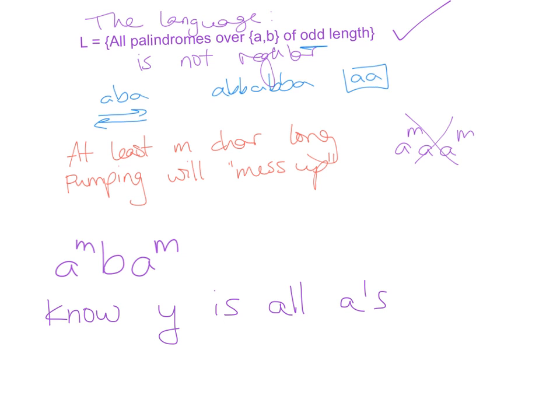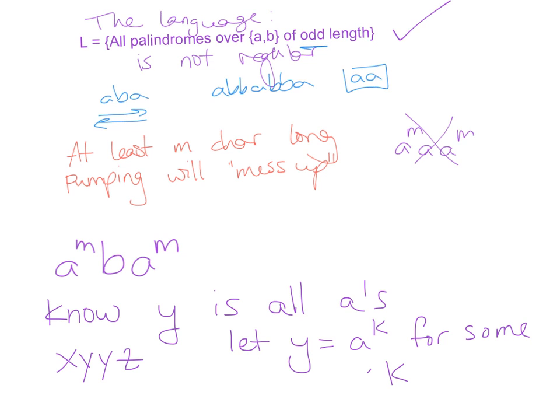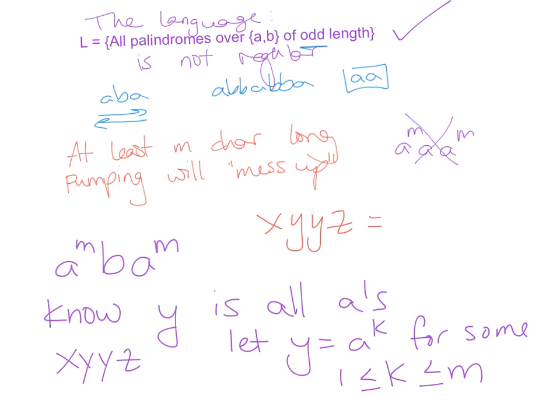Right? So what's going to happen if I have x, y, y, z? Well, if I have x, y, y, z, and y is all a's, so now I say, let's suppose y is a to the k for some k, and I know for a fact that k is greater than or equal to 1, and it is less than or equal to m, right? But so that means that x, y, y, z, if I do the math through, what I find is that x, y, y, z is equal to a to the m plus k, b, a to the m, and I say, wait, that's not in my language, right? In terms of doing the proof, so now I've done my scratch work, right? In terms of doing the proof, I have to go and do the whole thing again. So let me go and get that outline, and we'll do it on the outline.